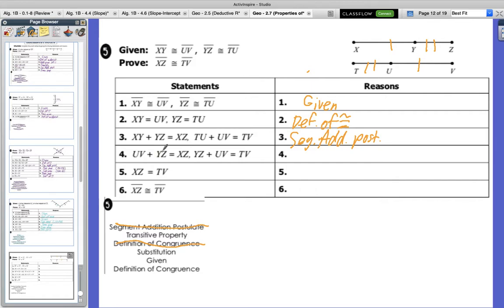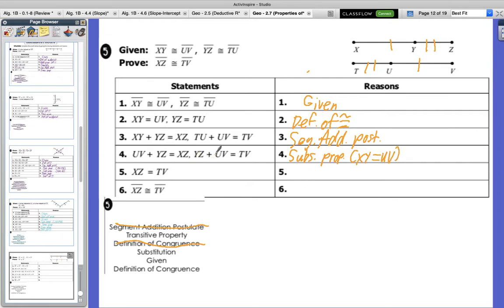Okay. Now number 4, segment UV plus segment YZ equals segment XZ. Everything's the same here except for now segment XY is now segment UV. And we're told we can do that because in step 2 they are congruent, or their measures are equal. So it's our substitution property, and it's that segment XY is equal to segment UV.